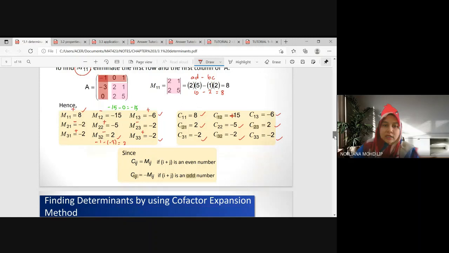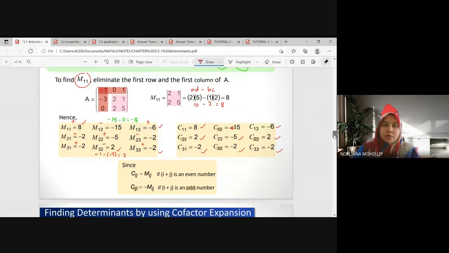Okay, ada soalan tak? Cari minor and cofactor. Boleh faham? Boleh?